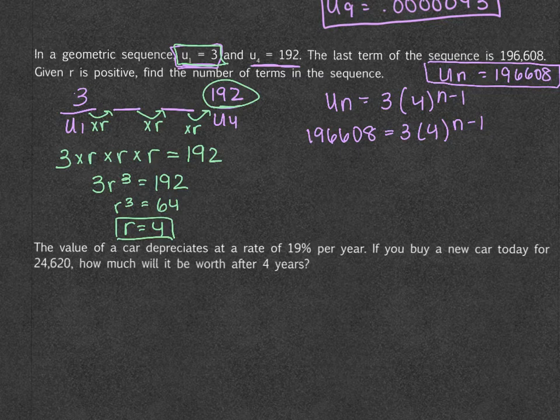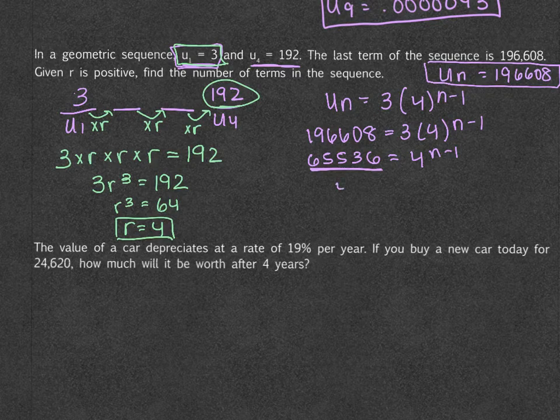So first thing we're going to do is divide both sides by 3, and we get 65,536 equals 4 to the n minus 1. So once you get to this point, I'm solving for an exponent. So some of you may have learned logs already, and you could take the log of both sides, which would be a great strategy. If you haven't learned that yet, then it's kind of guess and check. So I want to rewrite this number right here as 4 to some power. So I'm plugging in my calculator, 4 to the 7th, 4 to the 8th.